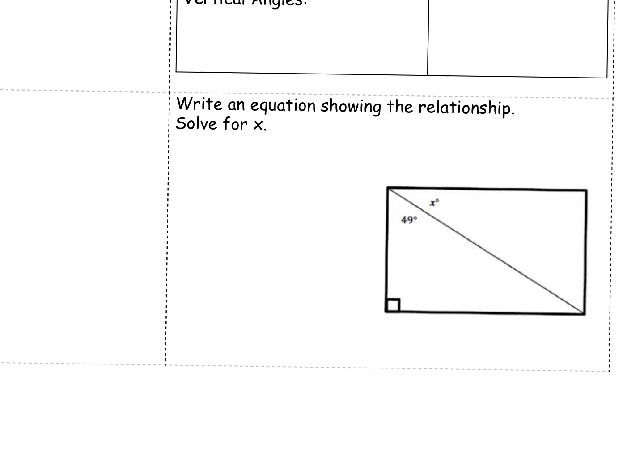Knowing that vocabulary and that information, our job is to write an equation showing the relationship and solving for x. So in this problem, I'm given this first angle of 49 degrees, and I am given a second angle of x degrees. When I look at those two angles, though, I know they're going to make a right angle or a 90-degree angle. So if I take 49 and I add it to x, it will equal 90 degrees. Then we just have to go ahead and solve.